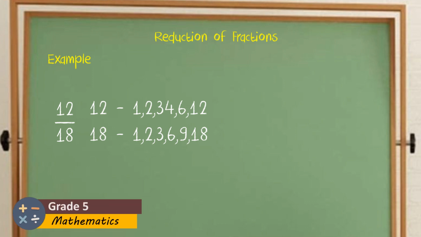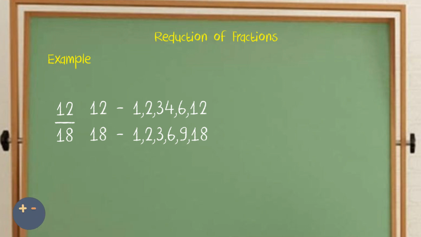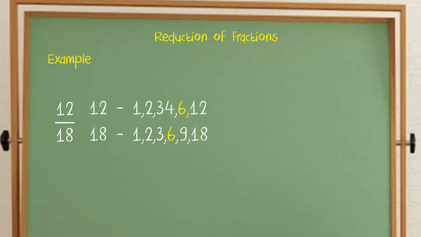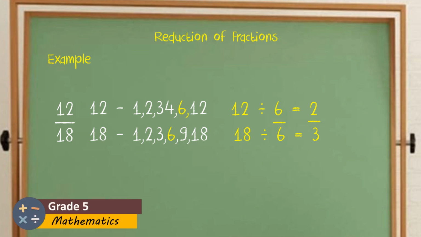Once we would have completed that step, it's time for us to identify the greatest common factor. In this case, the greatest common factor between 12 and 18 would be the numeral 6. But we're not done there. We must continue by dividing both the numerator and the denominator by the greatest common factor, which is 6. So when we divide 12 by 6, we get 2. And when we divide 18 by 6, we get 3. The reduced fraction would be 2/3. Now 2/3 cannot be reduced further. So the answer would be 2/3.